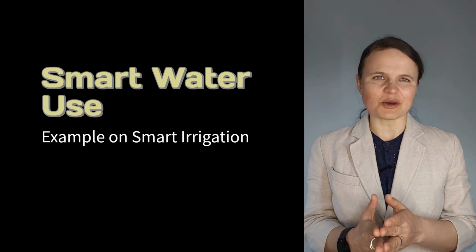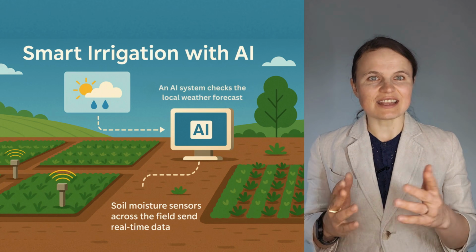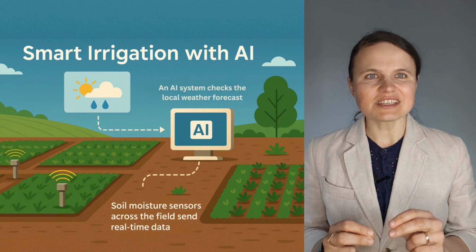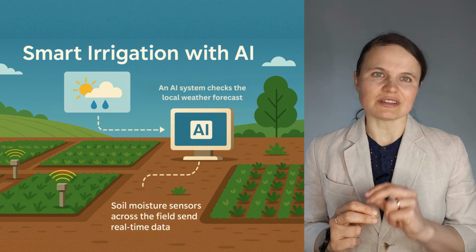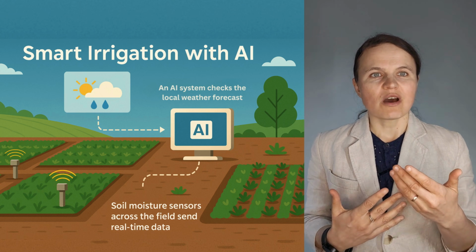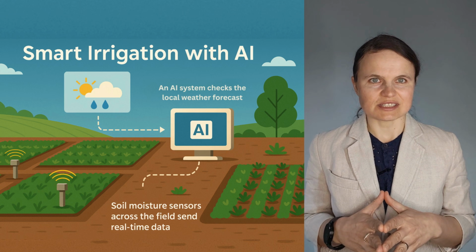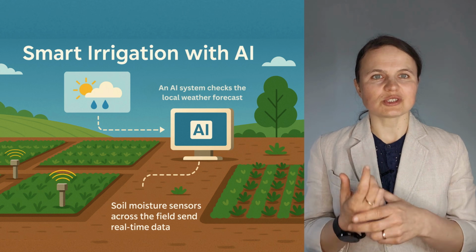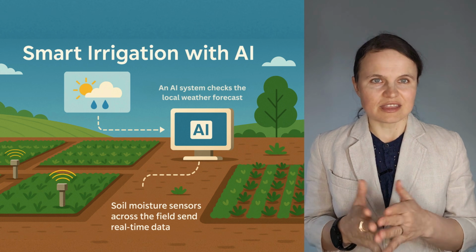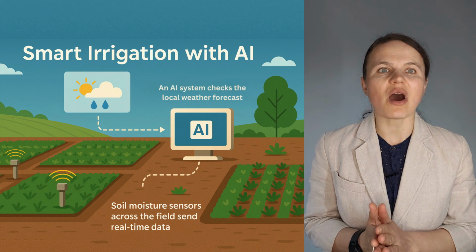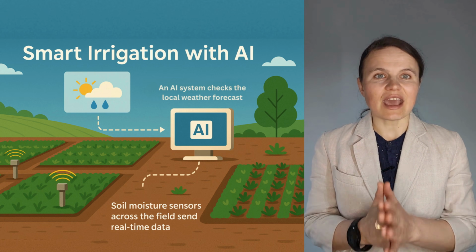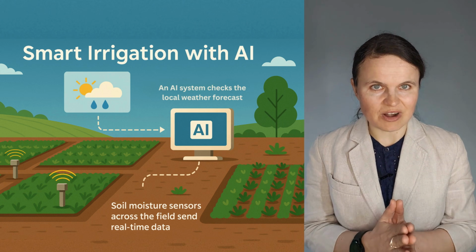Another great example is optimizing irrigation, deciding exactly when and where to water based on weather predictions as well as soil data. Yes, this is a more advanced solution and it's often found on larger farming operations. To make it work, you need to have soil moisture sensors installed across different zones on the field. These sensors send real-time data about how wet or dry the soil is. At the same time, an AI system checks the local weather forecast.